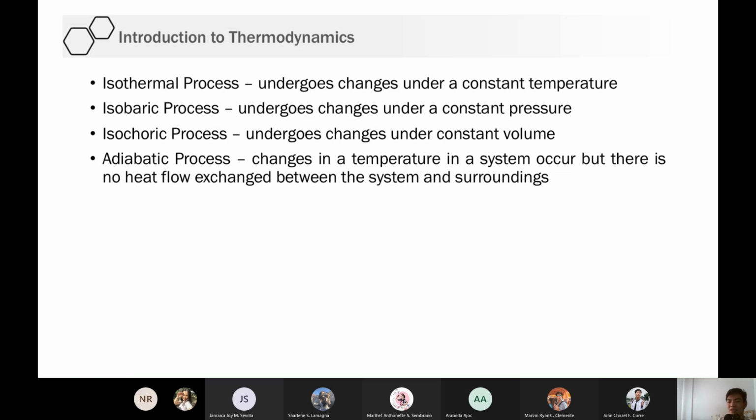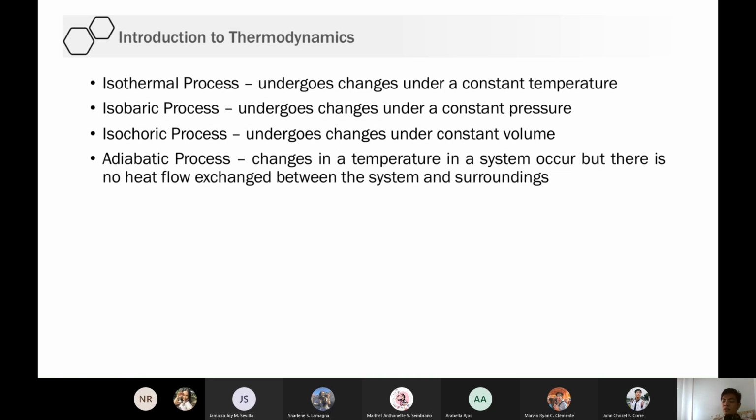Then the last one is the adiabatic process. When you say adiabatic process, these are processes where temperature change can happen but there is no heat flow. Is it possible? Yes, no? Pwede magkaroon ng changes in temperature. However, there is no heat flow. Okay? There is no heat flow.